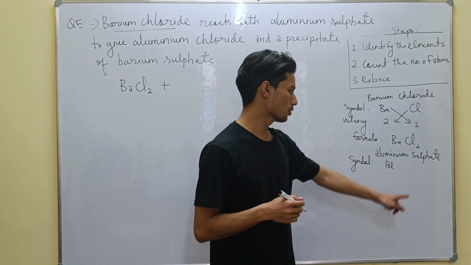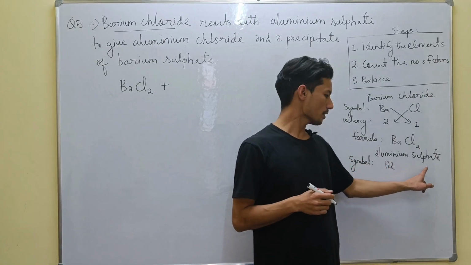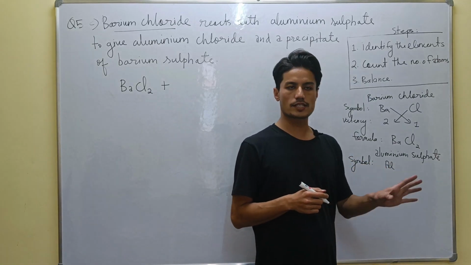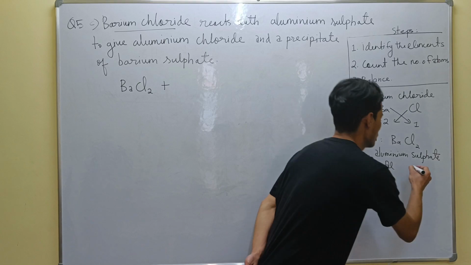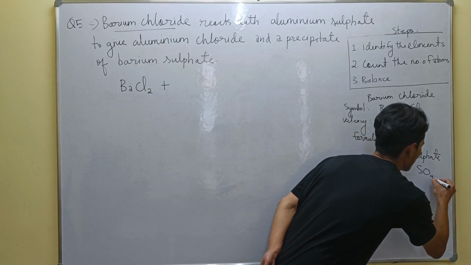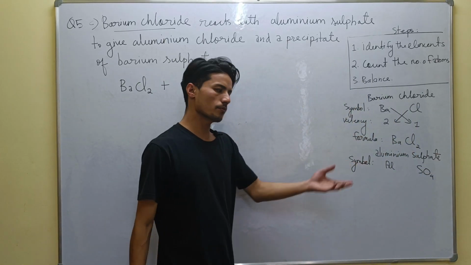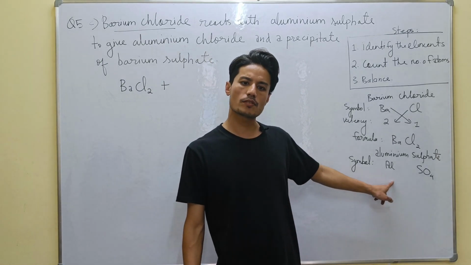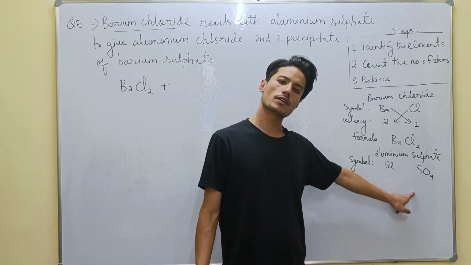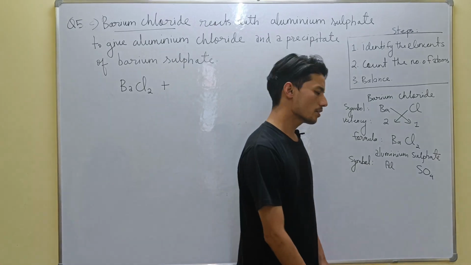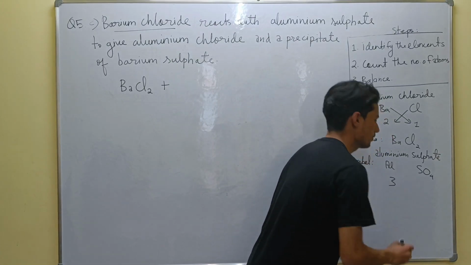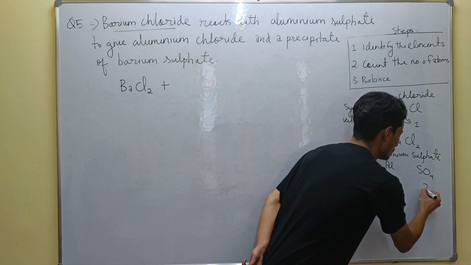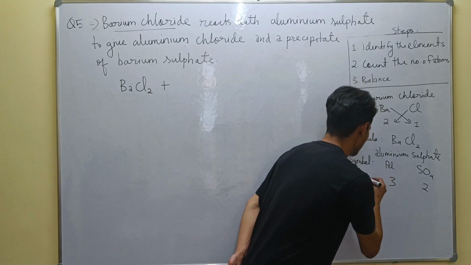So you will not be writing sulfur here. If you write sulfur here, that is wrong. Sulfate is SO4. So you have to know that sulfate formula. Then you have to know the valency of aluminum and the valency of sulfate. The valency of aluminum is 3 and the valency of sulfate is 2.